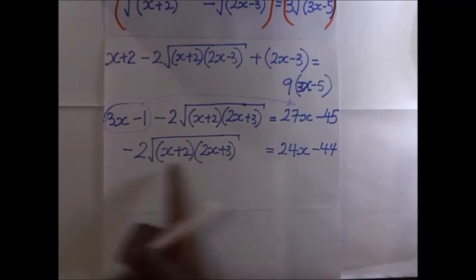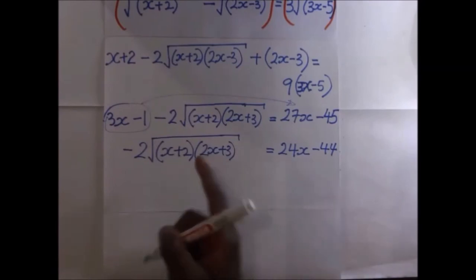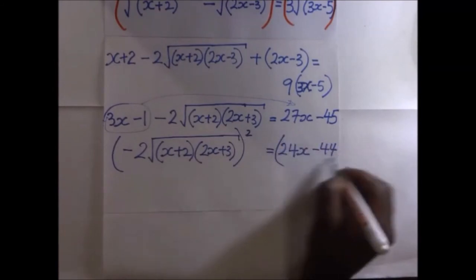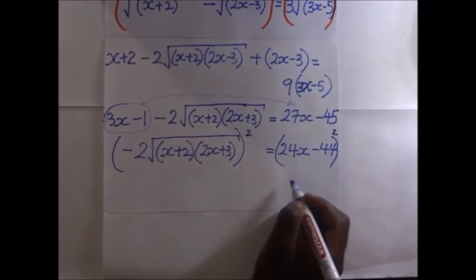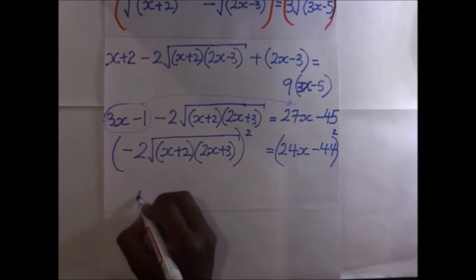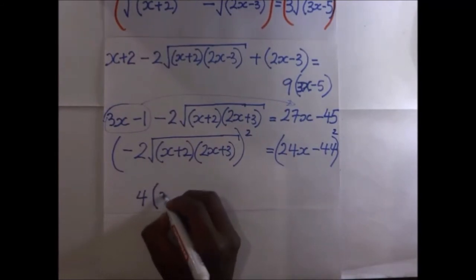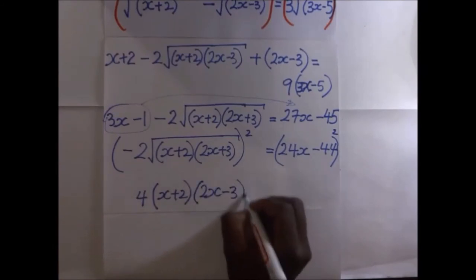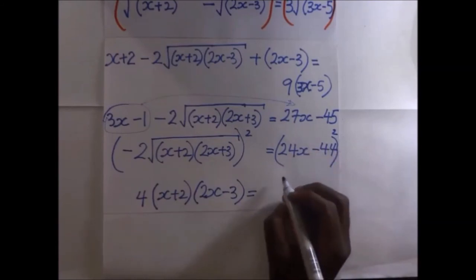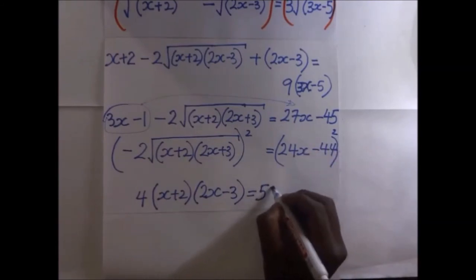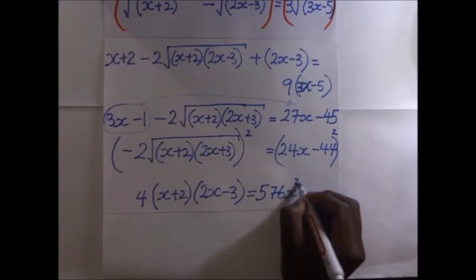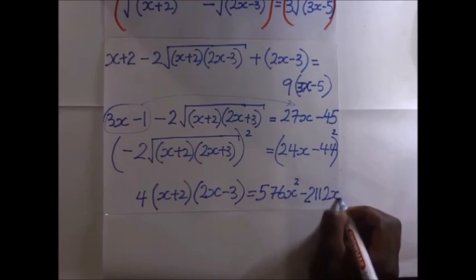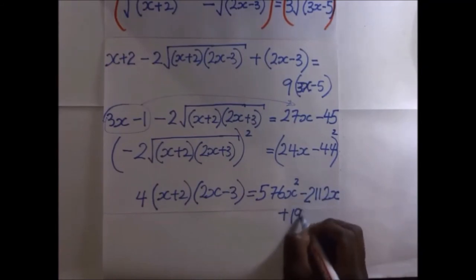Now again, to eliminate this square root sign, we square both sides. When we square both sides, this is squared and that is also squared. When you square both sides, we are going to end up with 4 into x plus 2 into 2x minus 3, and squaring that side is going to give us 576x squared minus 2112x plus 1936.